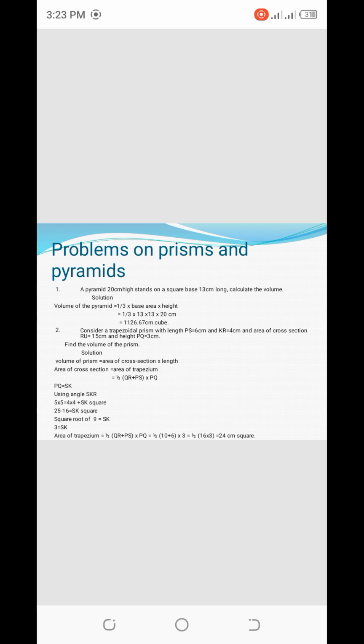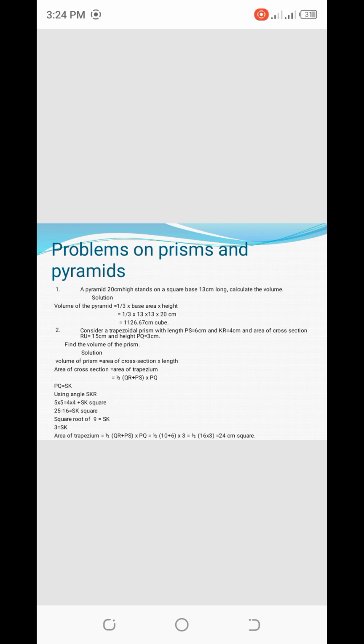And our solution is volume of pyramid is equal to 1/3 multiplied by base area multiplied by the height. But for us to get the base area, since the base is a square, its area is going to be L times L, which is L squared. And one side of it is 13 cm. So it's going to be 13 times 13.